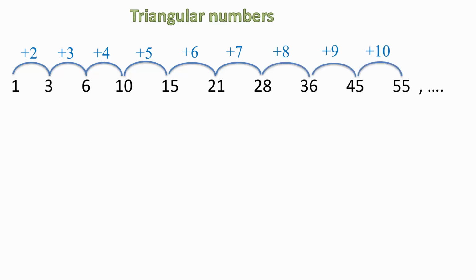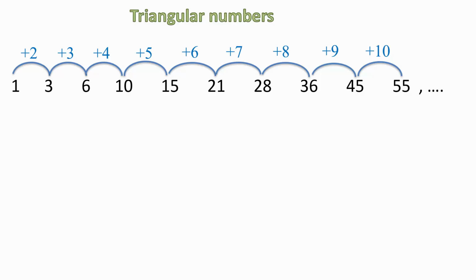Does that enable you to give me the next term after 55? What would it be? The next term after 55 will be 55 plus 11, which will be 66, won't it? Now, why do you think they are called triangular numbers? Do you think it's something to do with triangle shapes?